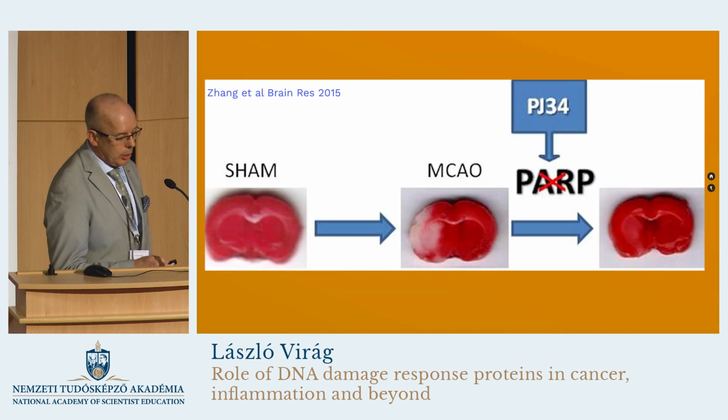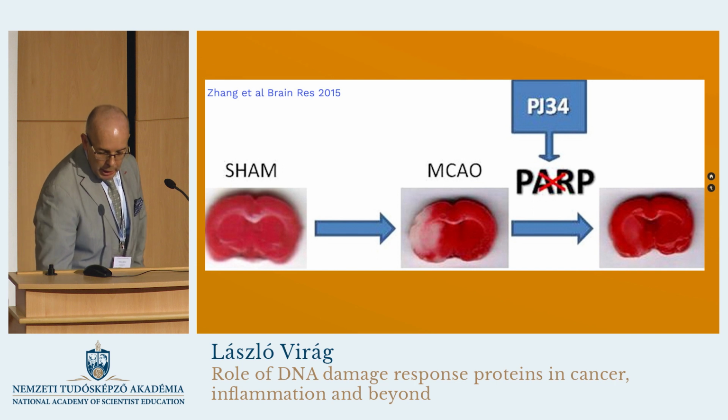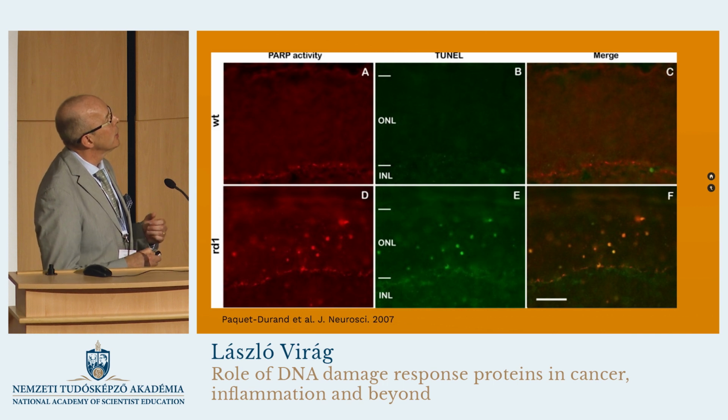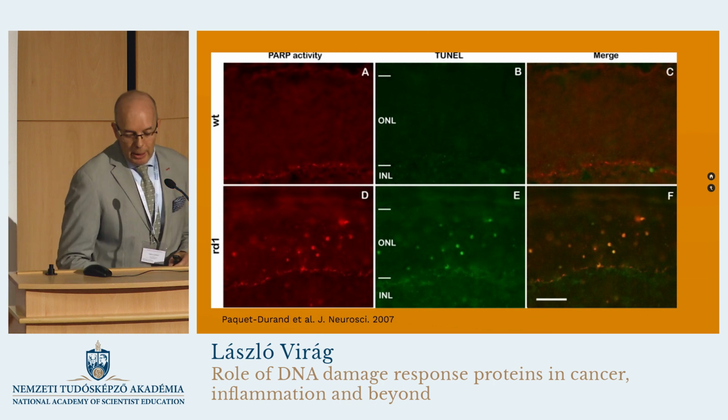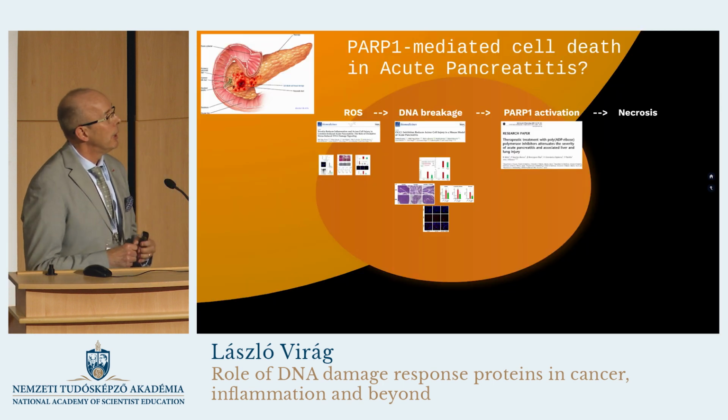If you look at a stroke model, these are sections from the brain. You can cause the necrotic death of a big area by occluding an artery in the brain, and you can save much of this if you apply a PARP inhibitor. Or, inspired by Professor Roska's excellent lecture, I also included sections from the retina, from a retinal cell death model, showing PARP1 activation and cell death, and I think it's quite obvious that these two occur in the same cell line. So this is something that can be observed in many different models.